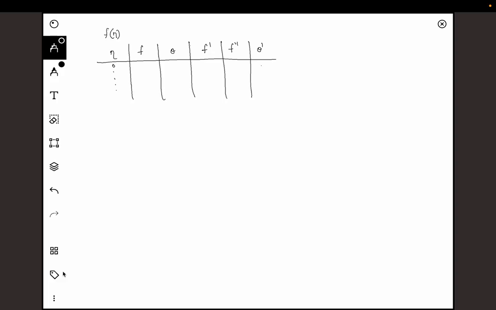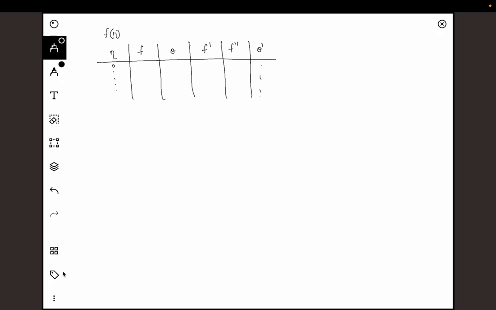I know f of eta. So basically I have eta, f and theta, and since I have f and theta, I can also calculate f prime, f double prime, and theta prime. I have all these values from eta equal to 0 to whatever value I want. I can compute all these values. I can use that function and solve for this equation. I'll get all these values.